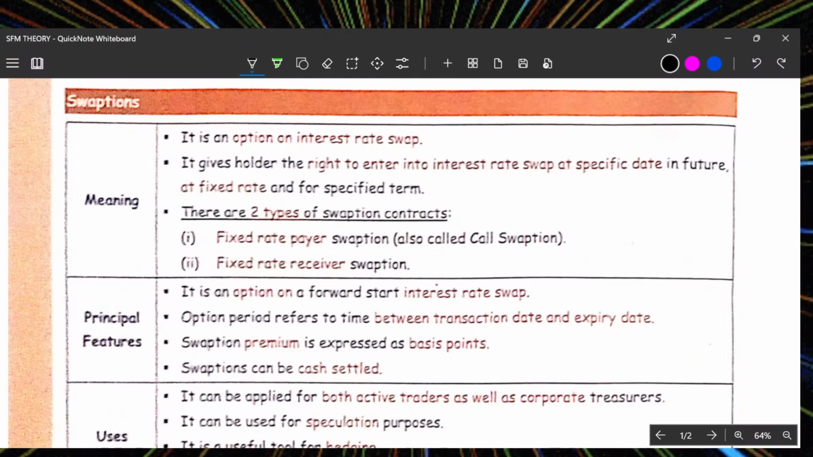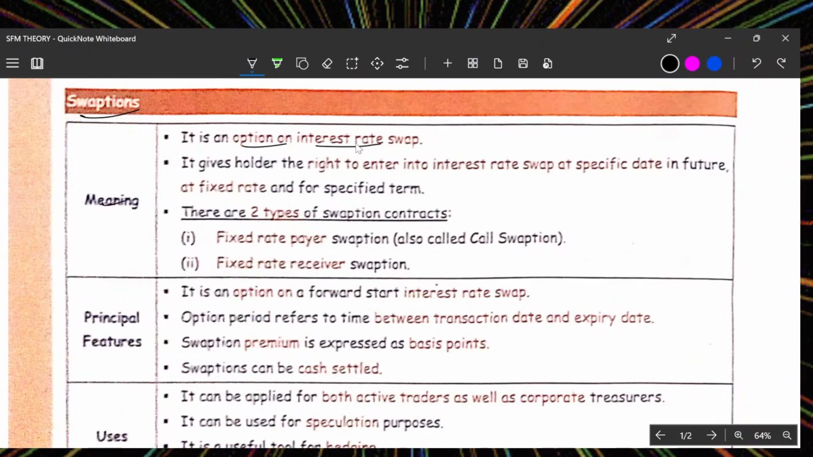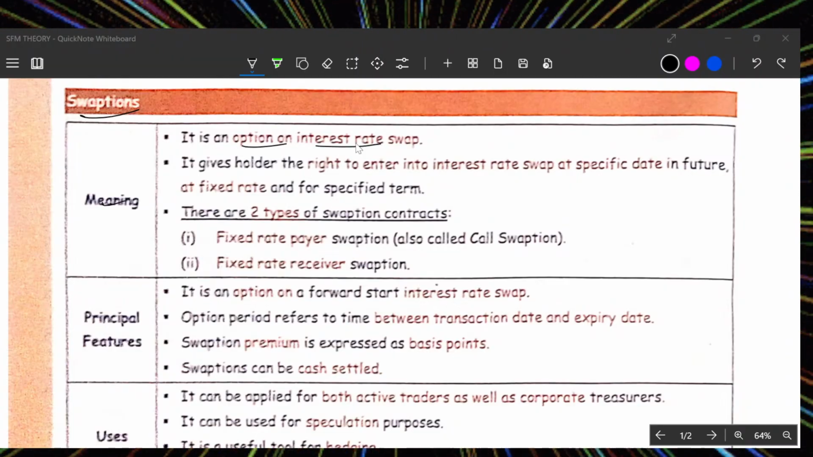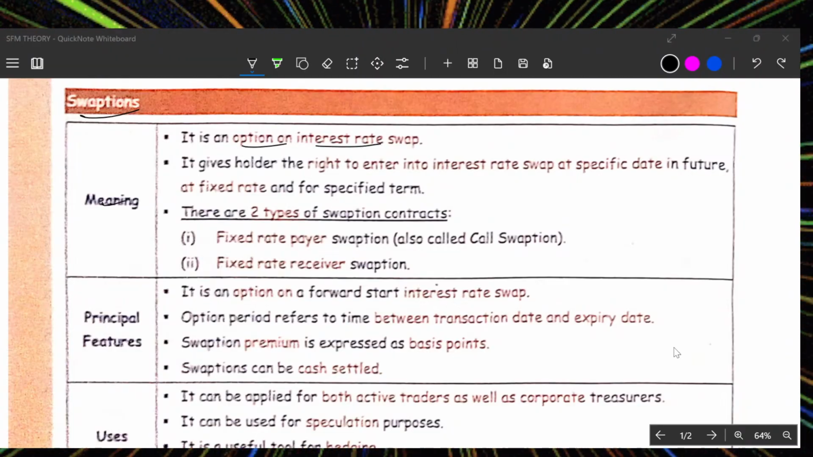Next, what is swaption? Meaning, it is an option on an interest rate swap. How do interest rate swaps work? I have a floating interest and I want to go to fixed interest. That is a swap.